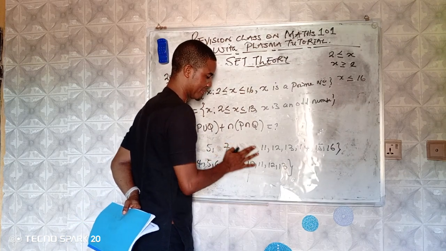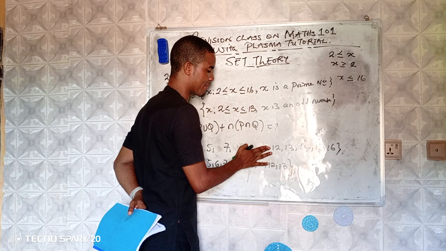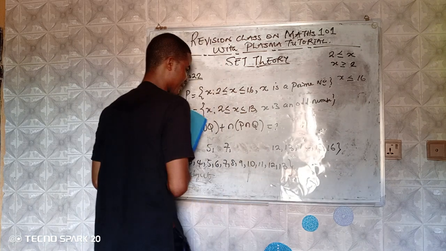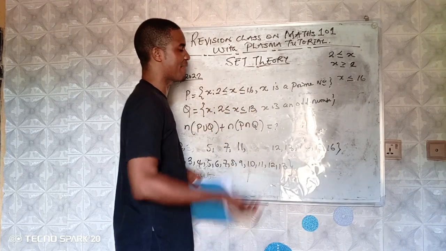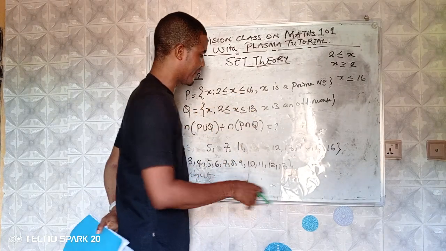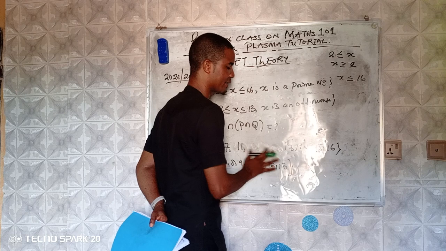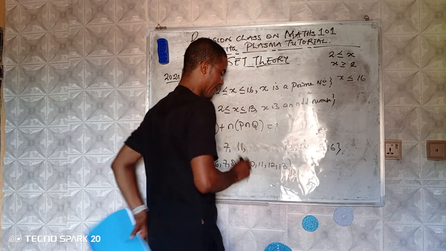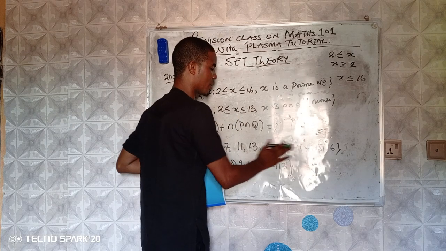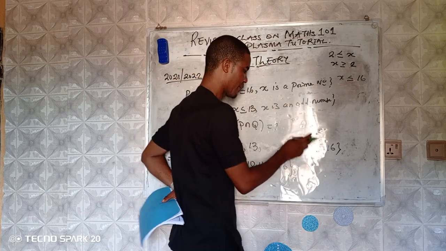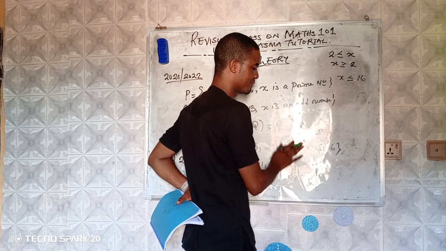10 is not a prime number. 11 is a prime number, yes, because 11 can be divided by 1 and 11, and there is no other number that can divide 11. 12 is not a prime number. 13 is a prime number, because 13 can be divided by 13 and by 1, and that's all. Okay, 14 is not a prime number.